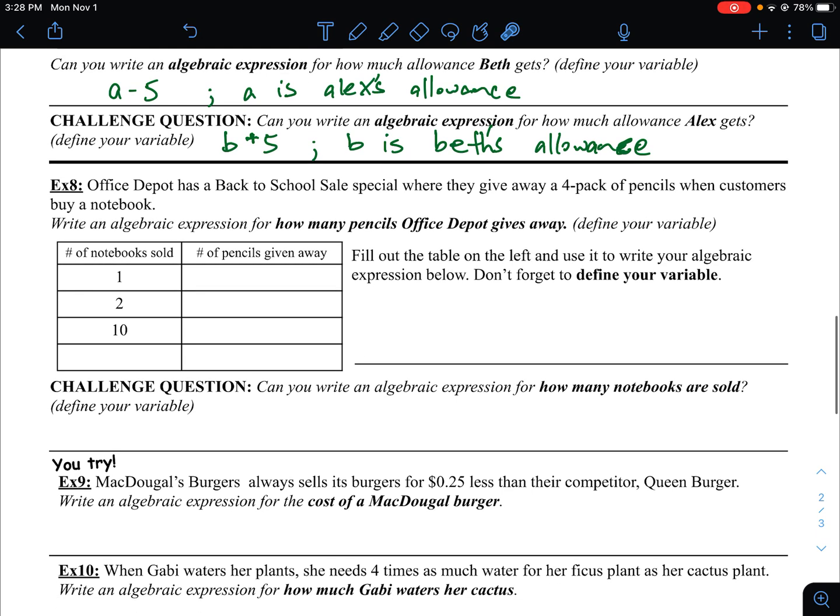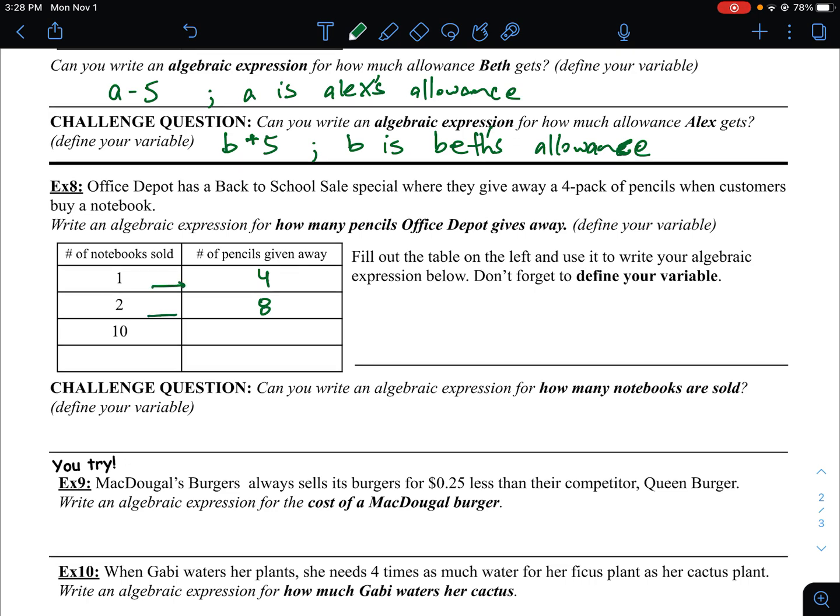Let's look at example 8. Office Depot has a back-to-school sale special where they give away a 4-pack of pencils when customers buy a notebook. Write an algebraic expression for how many pencils Office Depot gives away. Define our variable. So in their sale, they give away a 4-pack of pencils when a customer buys a notebook. So if one notebook is sold, then we know that 4 pencils are given away, right? If 2 notebooks are sold, well, then 8 pencils are given away. What is the pattern to get from here to here?